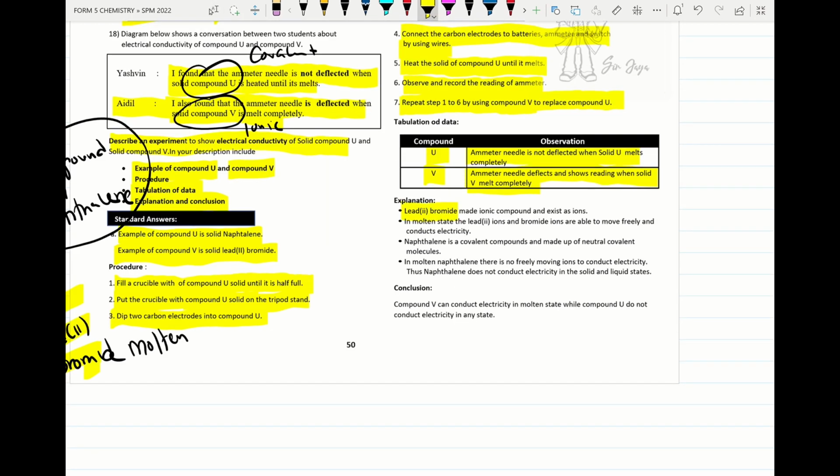Explanation: compound V, which is lead(II) bromide, is an ionic compound and exists as ions. In molten state, the lead(II) ion and bromide ion are able to move freely and conduct electricity. While compound U, which is naphthalene, is a covalent compound made up of neutral molecules. In molten state, there is no freely moving ion to conduct electricity. Therefore, naphthalene does not conduct electricity in solid or liquid state. Conclusion: compound V can conduct electricity in molten state, while compound U does not conduct electricity in molten state.